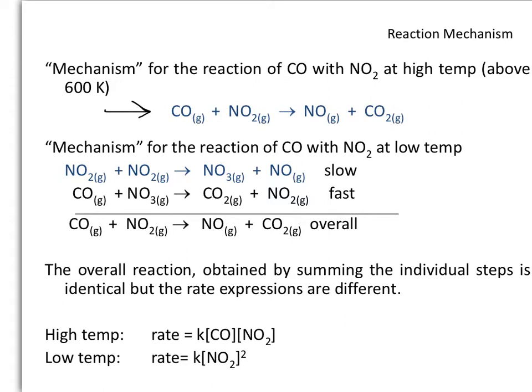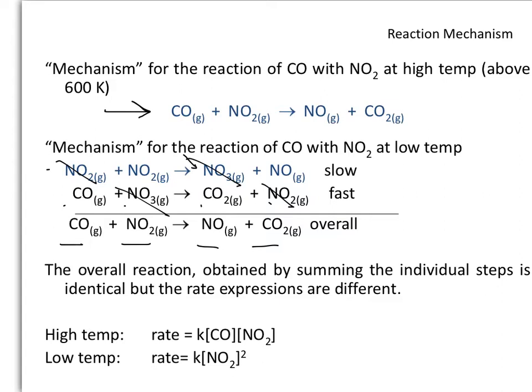Now, this can occur as NO2 plus NO2 gives you NO3 and NO. Then that NO3 reacts with CO to give you CO2 and NO2. And that's a fast step. When you add both of these, you can hopefully see that the NO3 and the NO3 will cancel off. The NO2 and NO2 will cancel off. So you're left with CO plus NO2 gives you NO plus CO2. So an overall reaction essentially can be written as a combination of multiple steps.